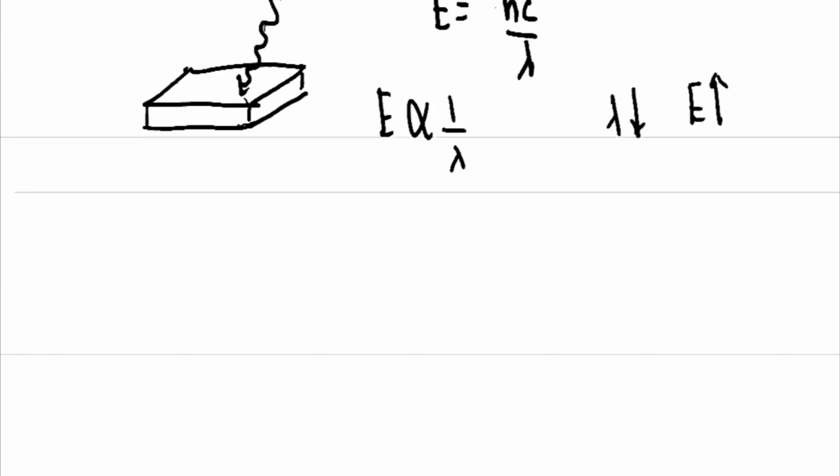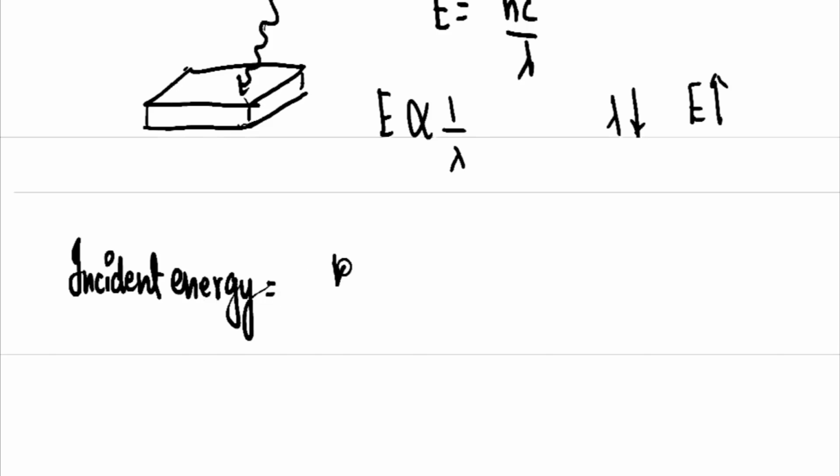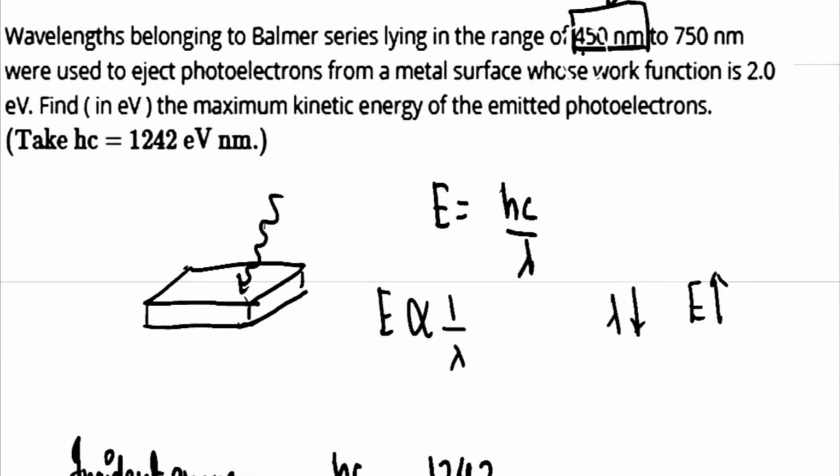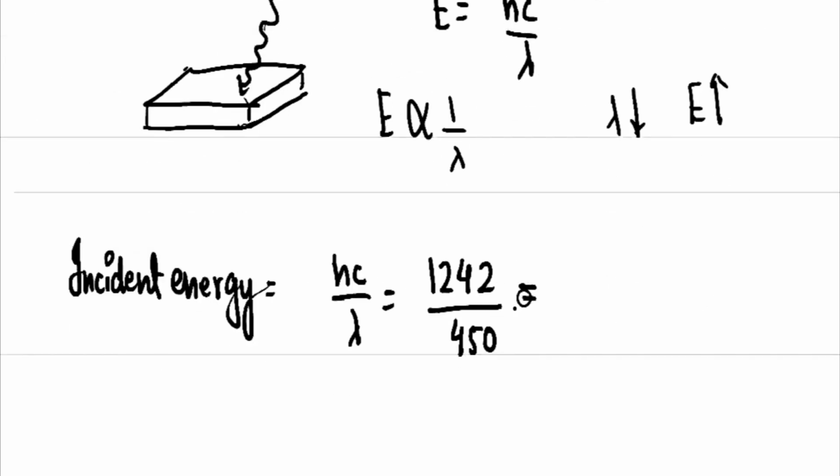So the incident energy will be equal to hc upon lambda. hc is given as 1242 electron volt nanometer, and lambda is given as 450 nanometer. It's given in the question itself, so that's why we are going to use that value also. So this will come out to be 2.76 electron volt.